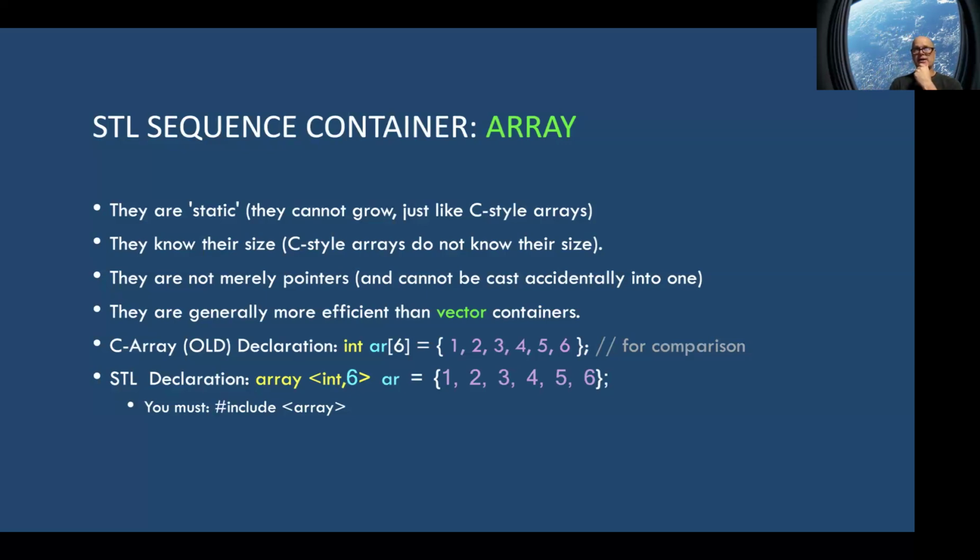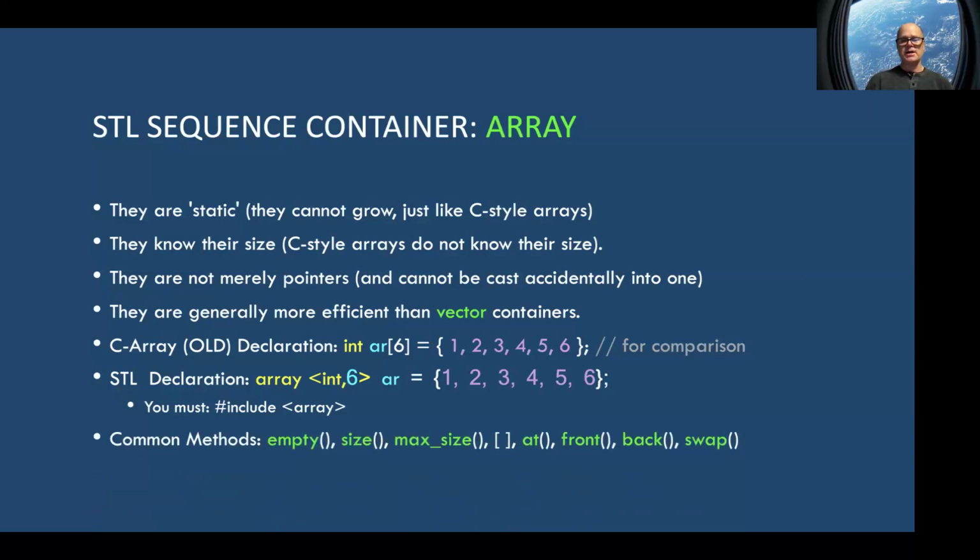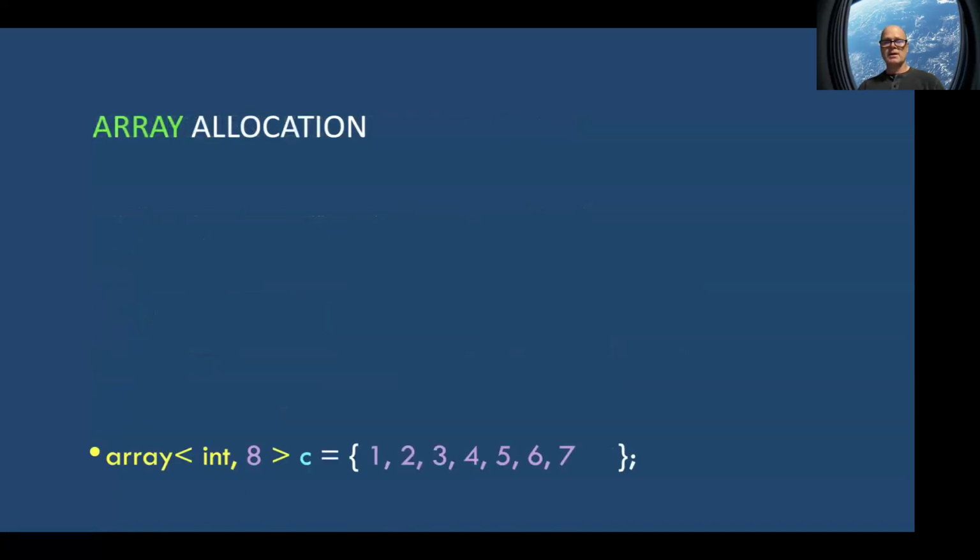So now we have a 6-sized array that knows how big it is and supports iterators and a few other very nice things. And it's more efficient than a vector, right? It doesn't take up as much space in memory as a vector because it's a fixed size. So these are all the methods, or most of the common methods, that it supports, which is pretty nice. Square brackets, at, front, back, size. Notice there's no push_back, right? We can't add anything to this container array, okay?